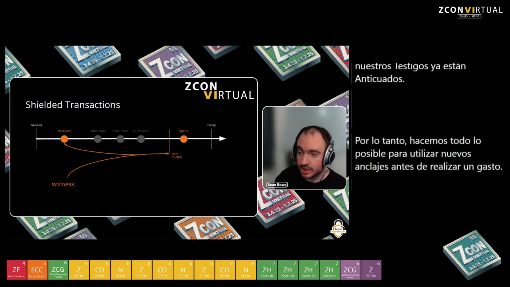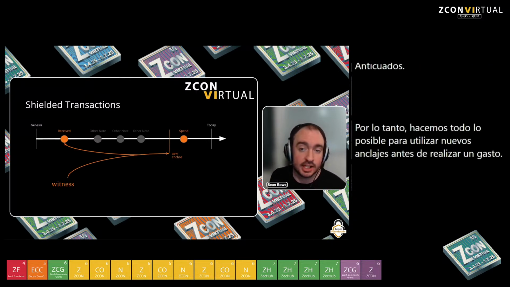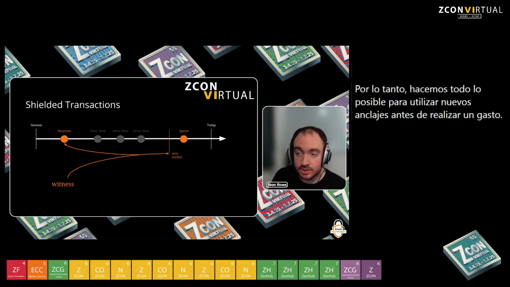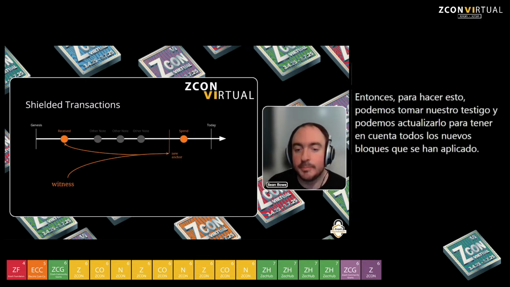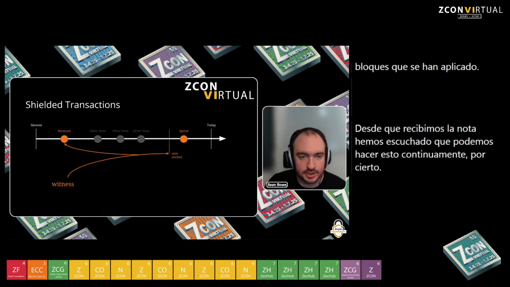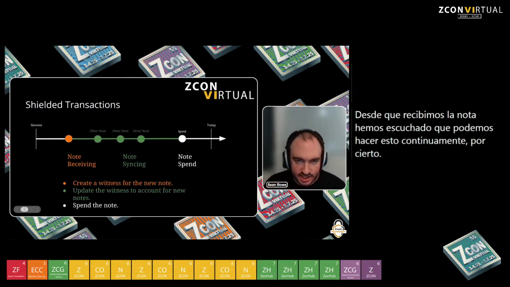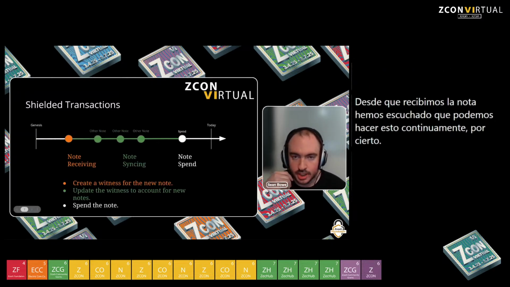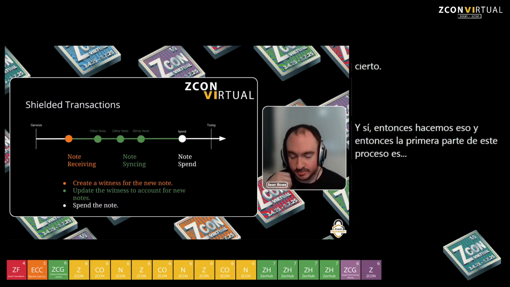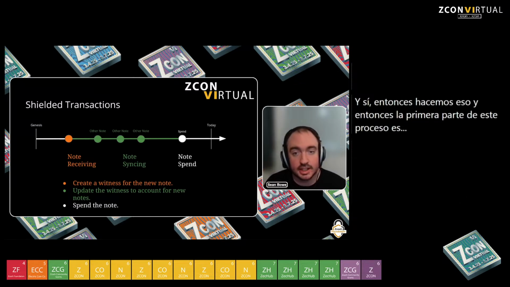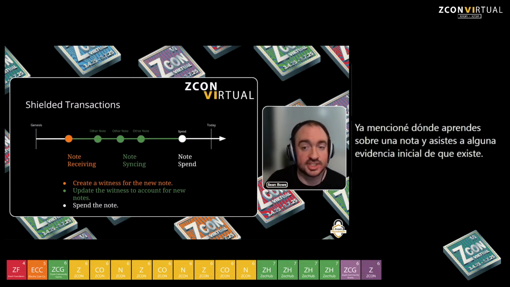So in order to do this, we can take our witness and we can update it to account for all the new blocks that have appeared since we first received the note. And we can do this continuously, by the way. So we do that. And so the first part of this process that I mentioned already, where you learn about a note and you attain some initial evidence that it exists, that we can spend it, and so on, I refer to that as receiving the note.